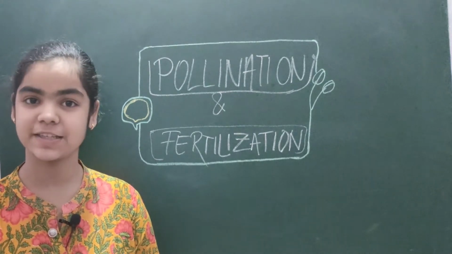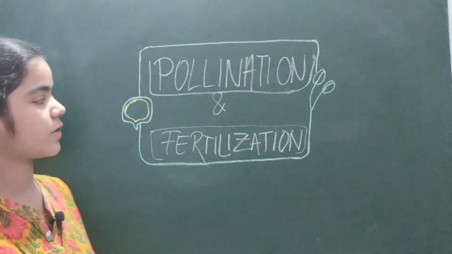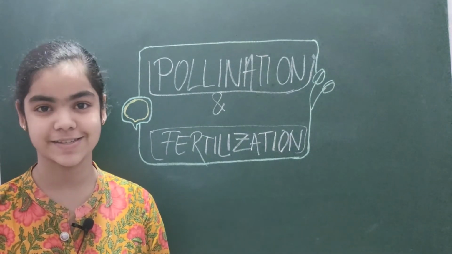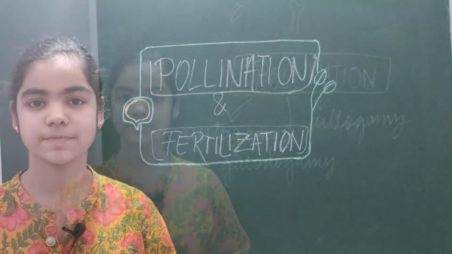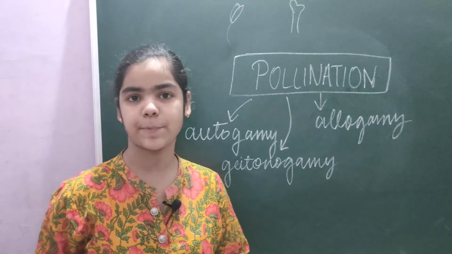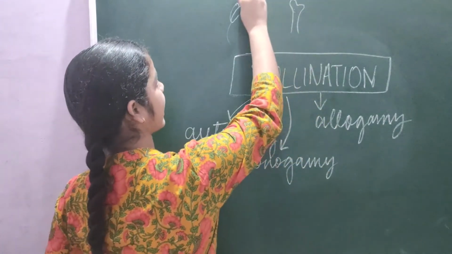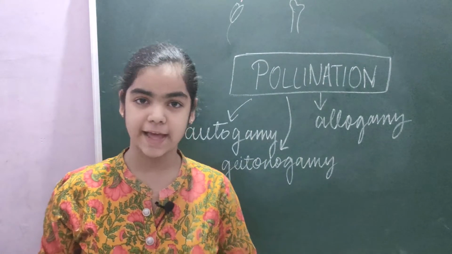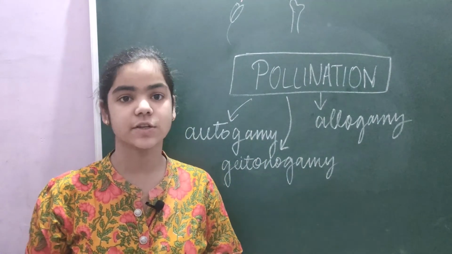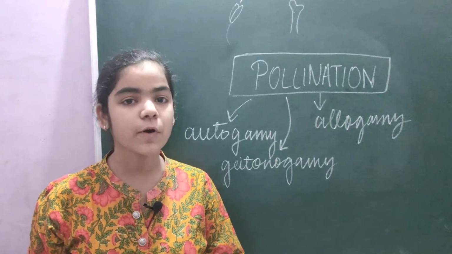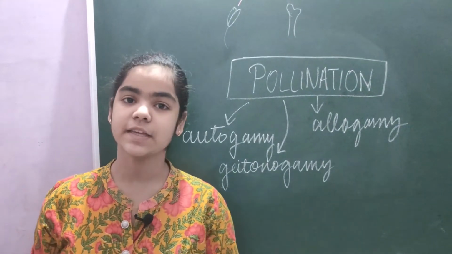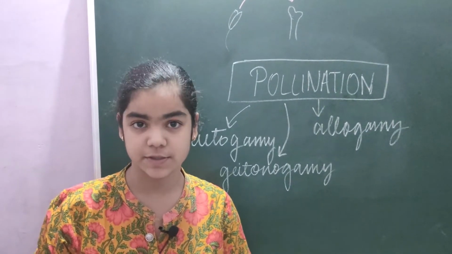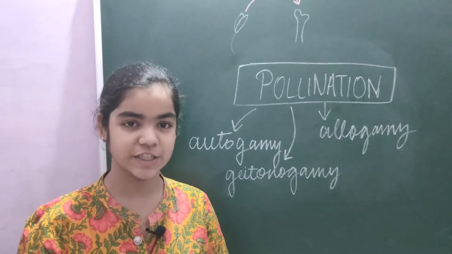Today's video is based on the detailed explanation of the chapter Pollination and Fertilization in Plants, Class 9 ICSE. So let us continue. What does it mean by pollination? We've learned that the transfer of pollen grains from the anther to the stigma of a plant of the same species is termed as pollination.